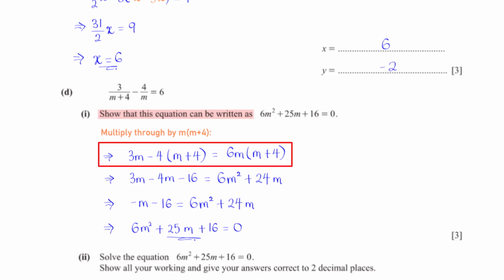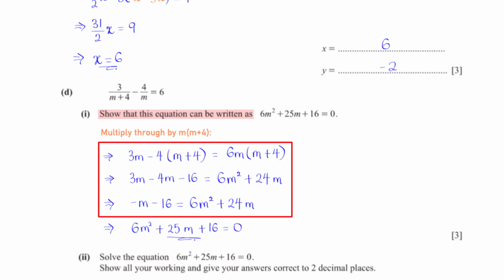When we expand the brackets, negative 4 times m is negative 4m. Negative 4 times 4 is negative 16. 6m times m is 6m squared, and 6m times 4 is 24m. 3m minus 4m is negative m. When we move all the terms to one side of the equation and group like terms, we have 6m squared plus 25m plus 16 equals 0.